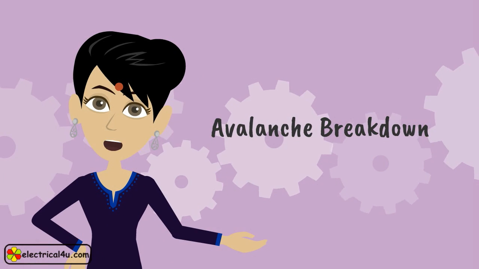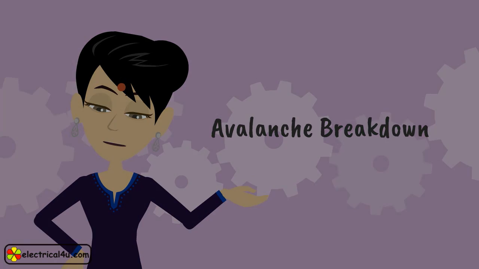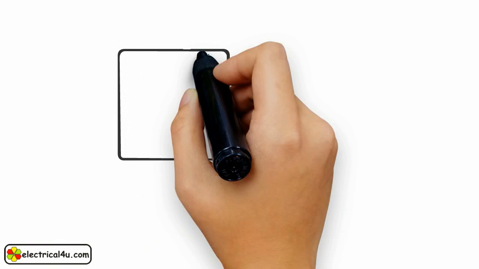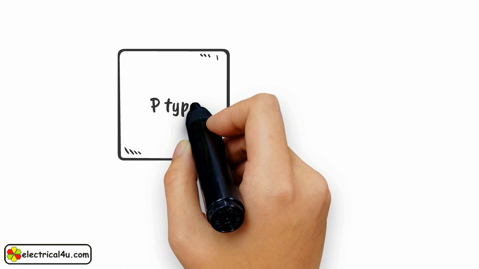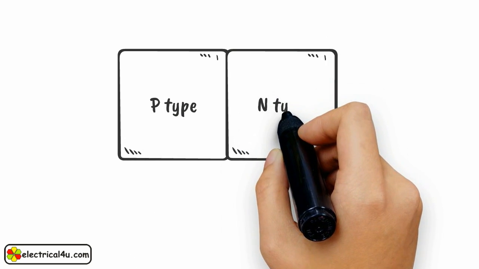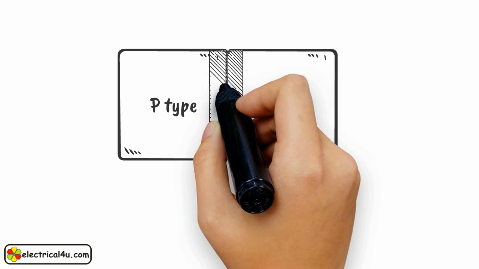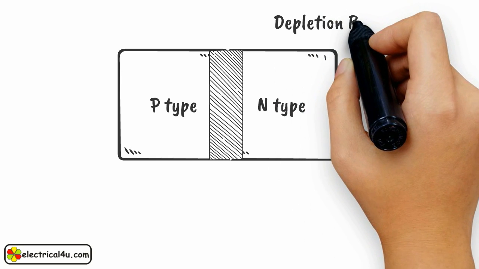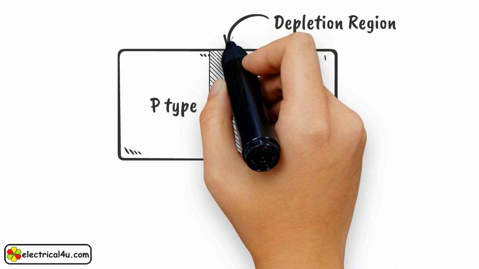Let us discuss avalanche breakdown. A p-type semiconductor material in contact with an n-type semiconductor material forms a p-n junction, in which a depletion region occurs around the plane of contact, as shown in this figure.